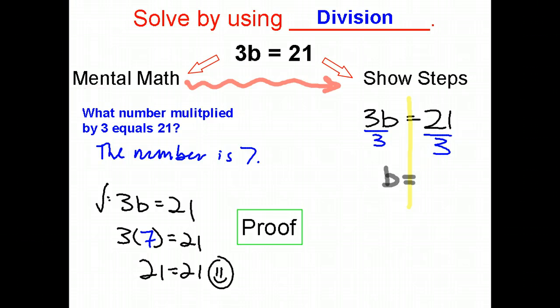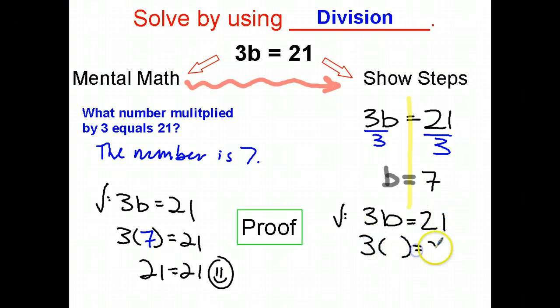21 divided by 3 would give us 7. So I can see b equals 7. Now, just like we predicted earlier with our mental math, remember it's important we go back and we always prove our answer. So we recopy the original equation, and we're going to substitute in for b. This time around we're going to substitute in our exact same answer of 7. And 3 times 7 equals 21. 21 equals 21 gives us that true statement.